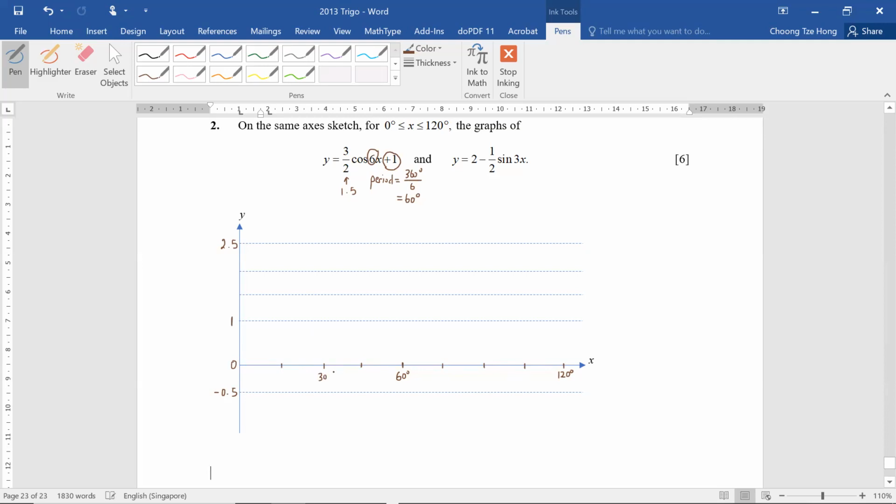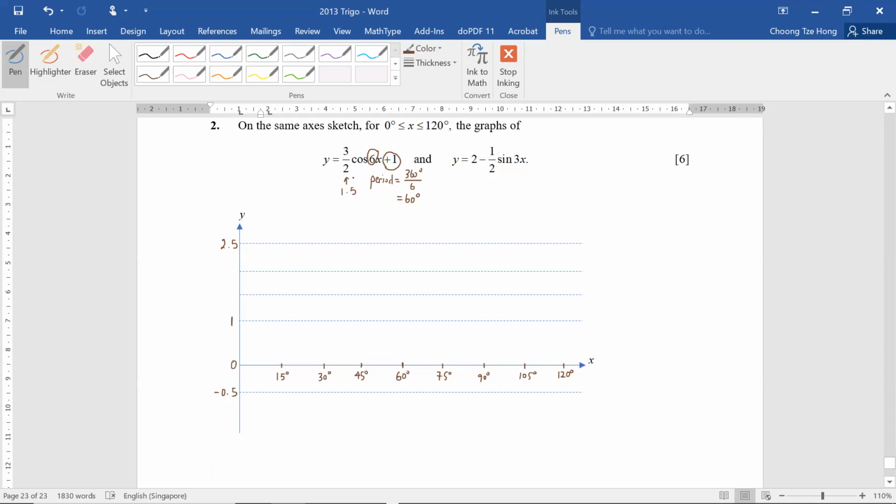So here will be 15, then 30. And then over here will be 45. Then over here will be 75, 90, and then 105. So we have labelled already.